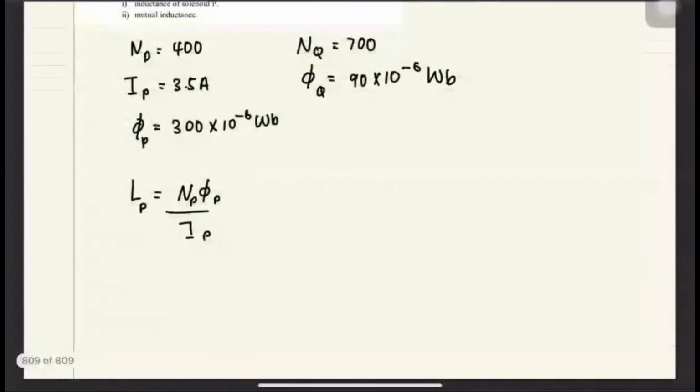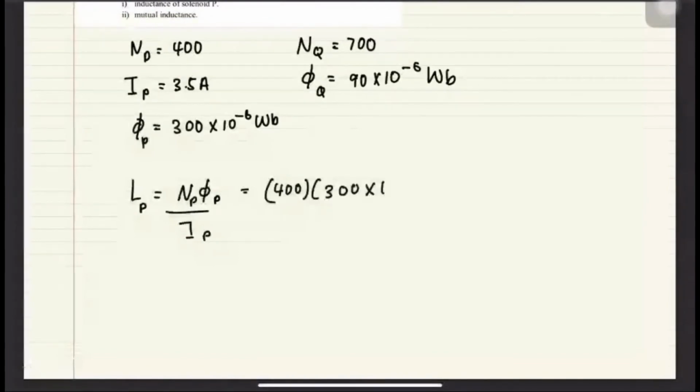So the number of turns is 400. For each turn it produces flux of 300. Okay, as mentioned in the question, through each turn, it means it's not the linkage, it's one flux. If it were linkage, it would already be multiplied by 400. I_P is equal to 3.5. I got 0.0342, so 0.034 Henry. Okay, that was for question 1.